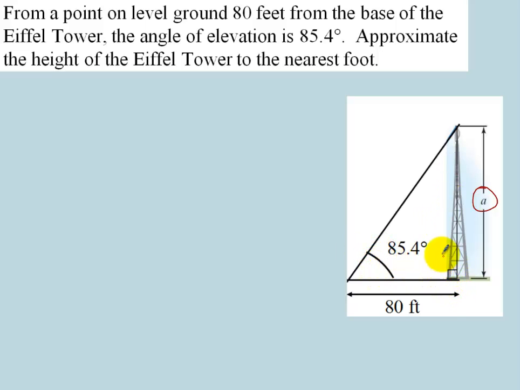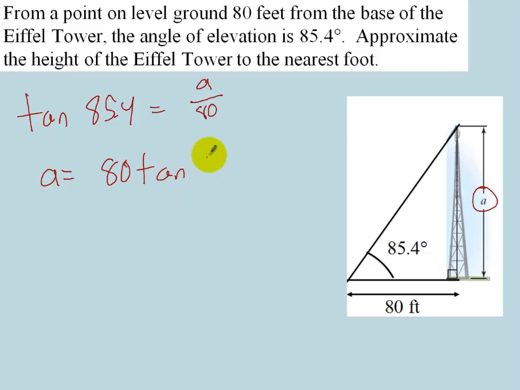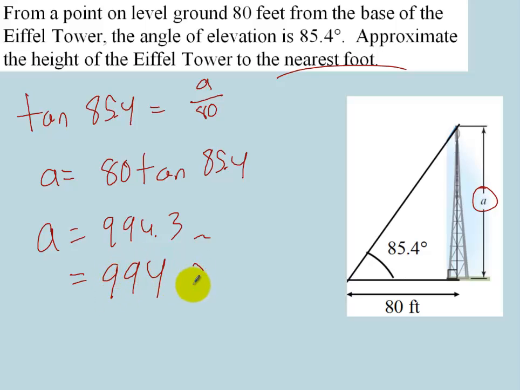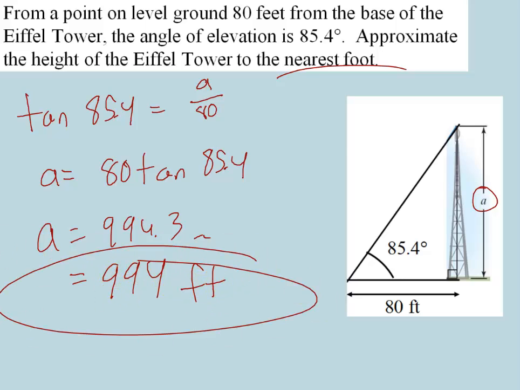It forms a right triangle, so I can use my tangent function because I want to find opposite and I have adjacent. The tangent of 85.4 has got to equal opposite a over adjacent 80. Another way to rearrange that is a equals 80 times tangent of 85.4. Plugging that into your calculator will get you a equals 994.3, but to the nearest foot, that's going to be 994 feet. Make sure you have your units.